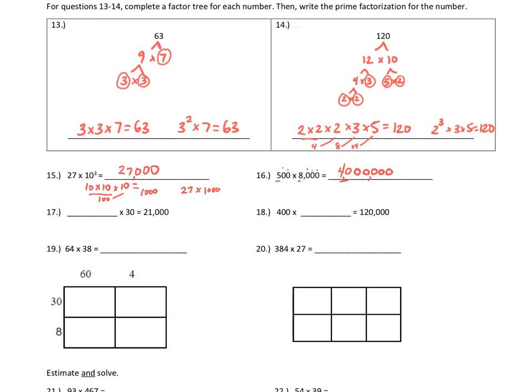Number 17, I have blank times 30 is 21,000. So I'm thinking, what number times 3 is 21? That number would be 7. And then I have 110 in my problem here, and I have 3 in my solution. So I need 2 more 10s, so everything balances out. On number 18, 4 times blank equals 12. 4 times 3 equals 12. I have 2 10s in the problem. I have 1, 2, 3, 4 in the solution, so I need 2 more to balance my equation.